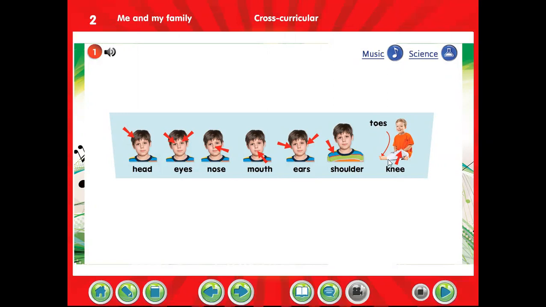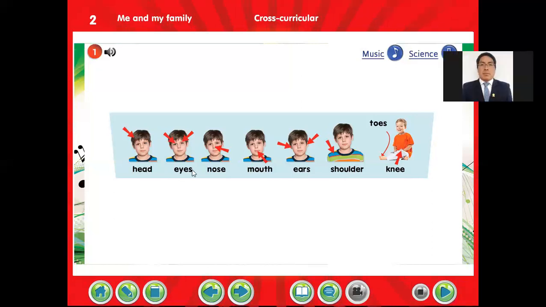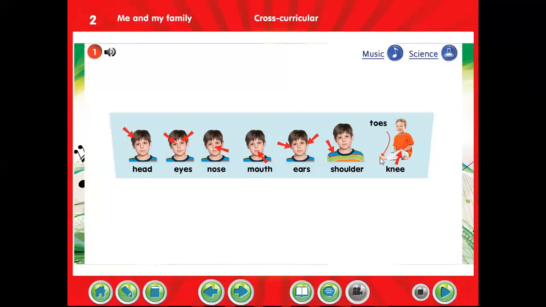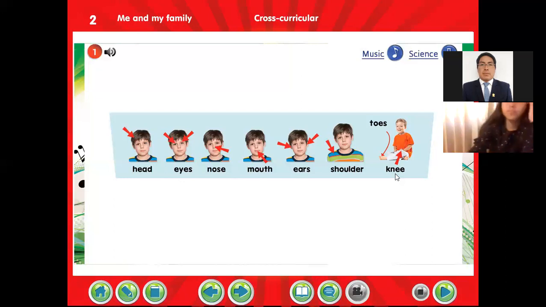Remember, this is the vocabulary for this unit. Head, shoulders, knees and toes, knees and toes. Remember, this is the song. Now, remember, eyes is because plural. Eyes, ears, plural. Toes, plural. This is knee, the plural is knees. Remember, head, shoulders, knees and toes, it's the song.